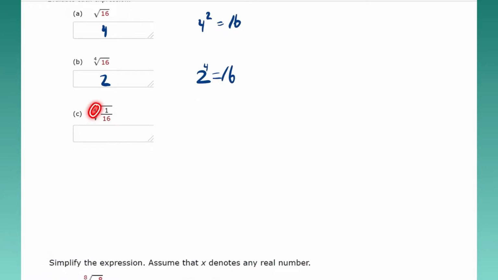Over here, we have the same thing. We have index 4. So you're asking yourself, what number to the fourth power is equal to 1 over 16? And it turns out to be 1 over 2 because 1 to the fourth is 1, and 2 to the fourth is 16.